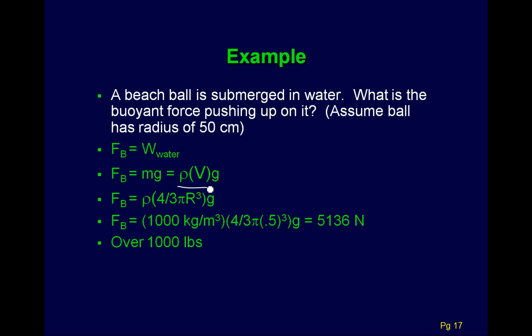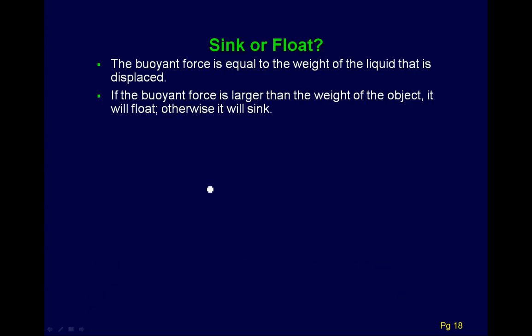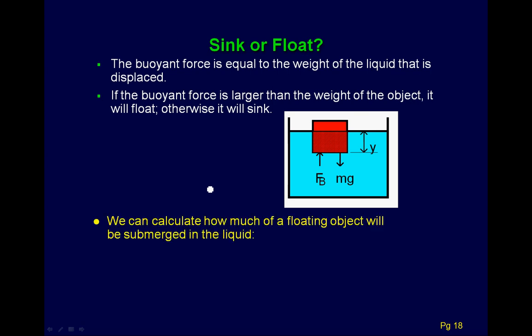If you've ever been in a pool or the ocean or a lake and tried to submerge a beach ball completely underwater, it's very difficult to do. You've got to push down about 1,000 pounds for this beach ball. This also lets us know whether something will sink or float. There's the buoyant force pressing up on something, mg pressing down, and if the buoyant force is big enough to balance out the mg, then this thing will float.